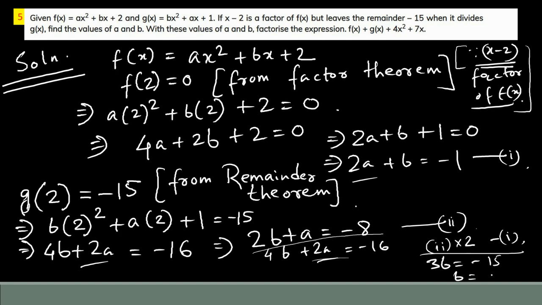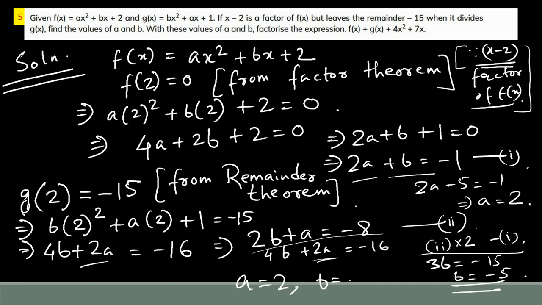So from here, b will be minus 5. And when you put b equal to minus 5 into, let's say, equation 1, we get 2a minus 5 equals minus 1. This means 2a equals 5 minus 1, which is 4, and a is 4 divided by 2, which is 2. So a and b we got: a equals 2 and b equals minus 5.